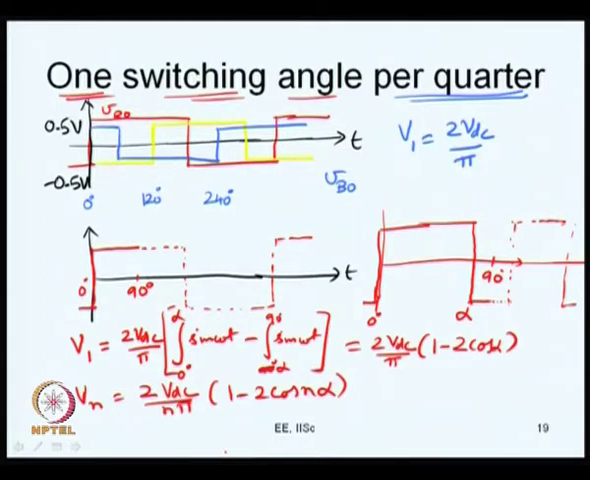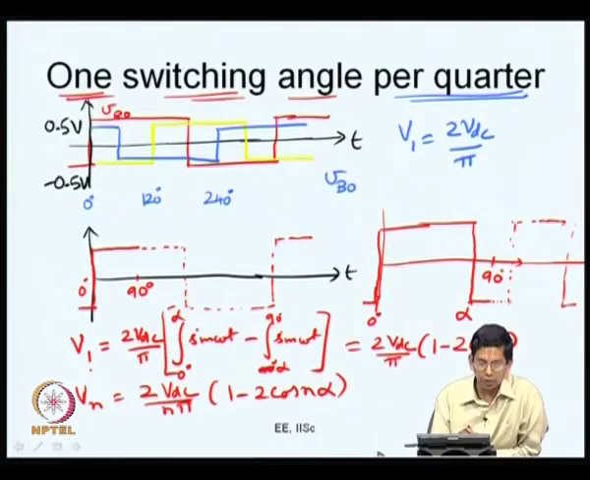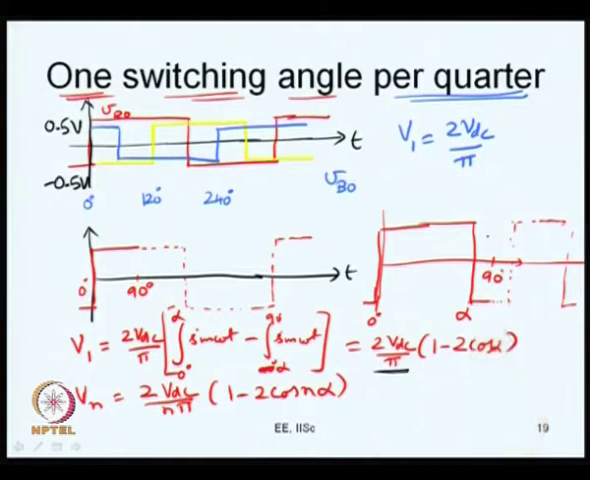So, what do you get here? You need a certain fundamental voltage. Let us say I want V1 equal to 2 VDC by pi, that is the maximum which is possible with a square wave. So, if I want 2 VDC by pi, what do I have to do? Now, this is alpha, and this alpha I have to make 90 degrees. If I make this alpha 90 degrees, then this essentially becomes a square wave, what I want. You can see that 1 minus 2 cos alpha is simply equal to 1. So, at alpha equal to 90 degrees, it gives me a square waveform.